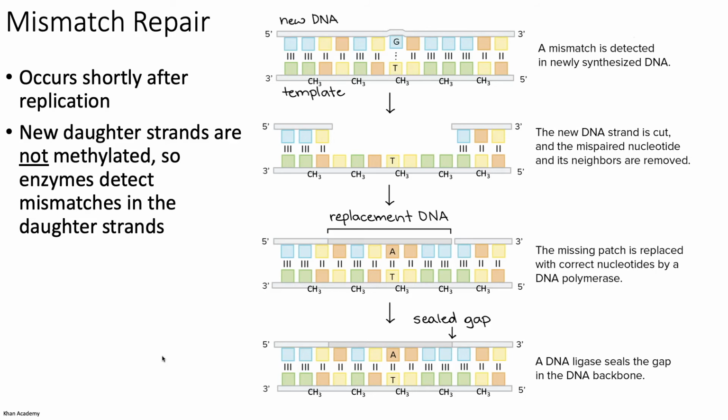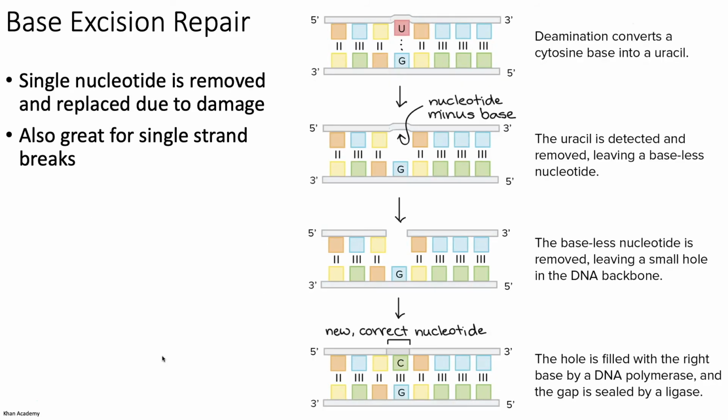But we know that there could be a chemical problem, there could be radiation, and so we need other ways that can fix mutations that show up after both strands have been methylated. And how does that work? Well, one of those ways is called base excision repair. It's actually really, really straightforward. It just detects that there's a problem, okay?